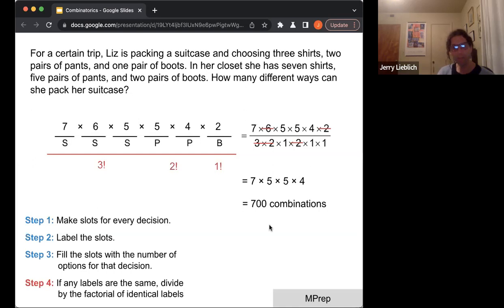I have a question. Why are we not dividing by 2 for the boots? Because there's only one B here. These numbers come from how many of those labels we have.